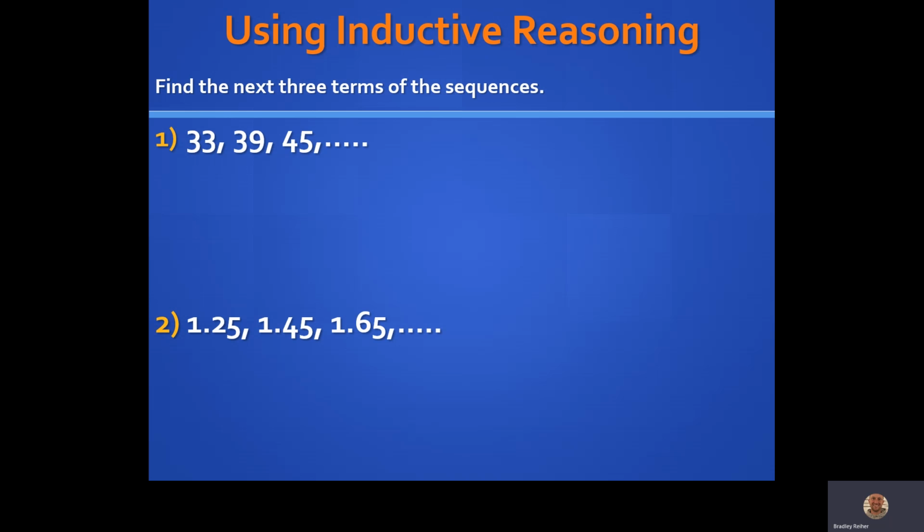But really the most important thing here is recognizing that pattern, increasing by 6 or adding 6. Adding is a mathematical operation.